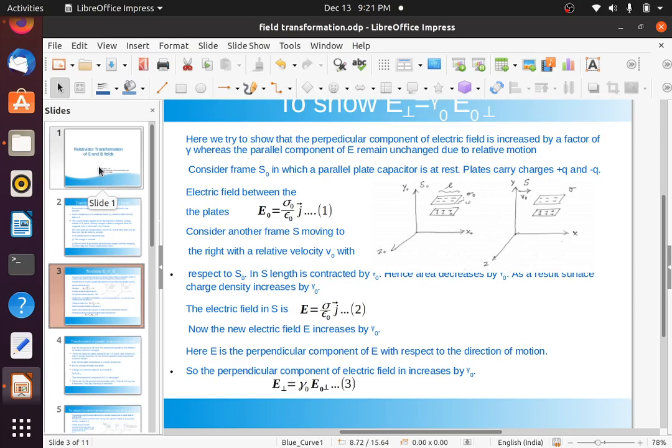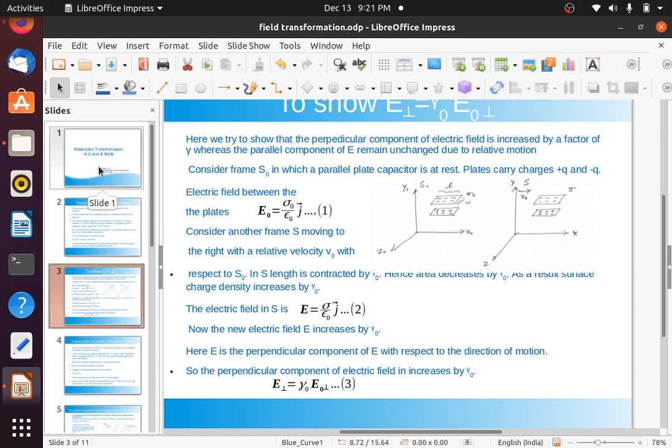Then you know that the field that exists between the two parallel plates is obtained by applying Gauss law. You might have obtained these results; go through that once again and see the result. The electric field that exists between the two plates is given by the surface charge density, which in the S0 frame we measure as sigma 0, so it is sigma 0 by epsilon 0. That is the electric field measured in the S0 frame.